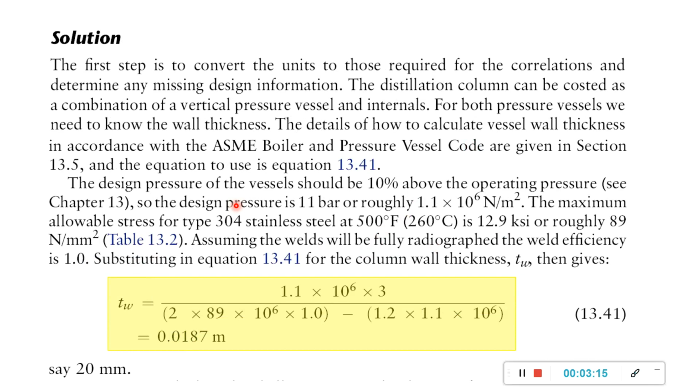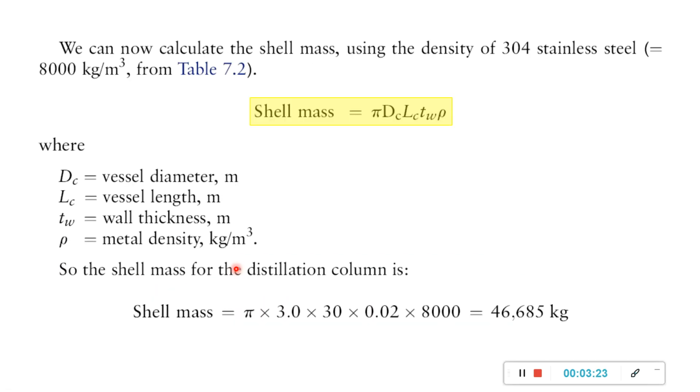We substitute inside the equation as you have done before, then we get 0.0187 meter, then we add 2 mm, so it becomes 20 mm. The 2 mm is a corrosion allowance, so it becomes 20 mm thickness. Then we calculate the shell mass. Why do you need to calculate shell mass? Because if you refer to the table, a parameter available there is the mass of the shell. So now we calculate the shell mass using the density of stainless steel, 8,000 kilograms per cubic meter.